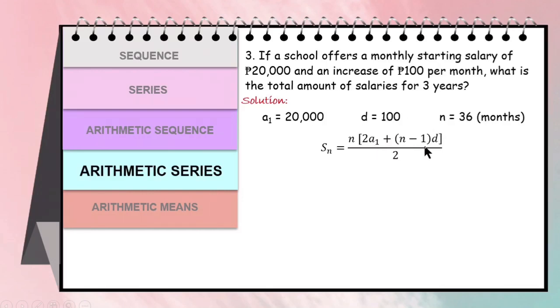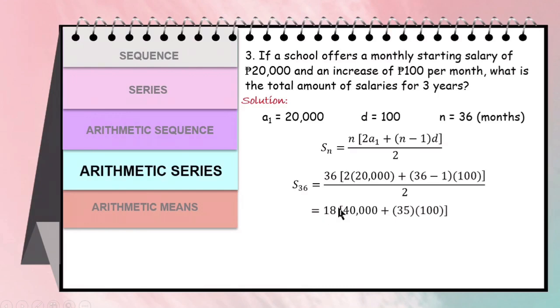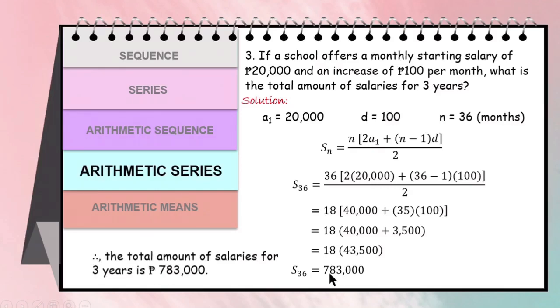Substitute these values and simplify. 36 divided by 2 is 18, times 2 times 20,000 is 40,000, plus 36 minus 1 is 35, times 100. 35 times 100 is 3,500, plus 40,000 is 43,500. 18 times 43,500 is equal to 783,000. Therefore, the total amount of salaries for 3 years is 783,000 pesos.